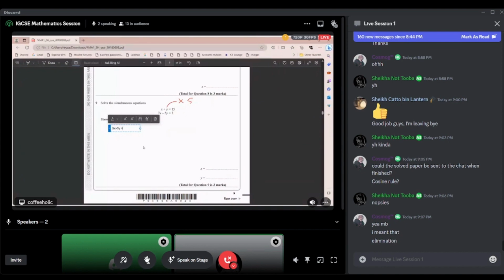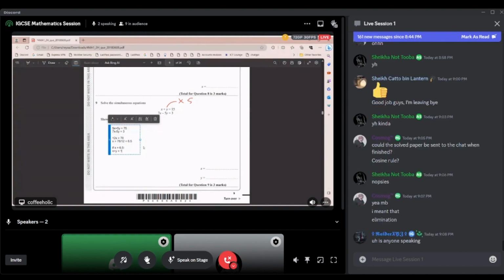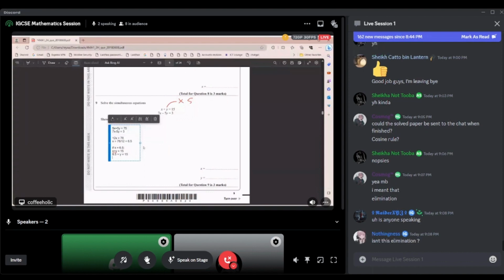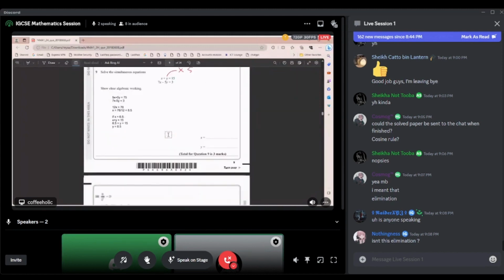Then you add that to 7x minus 5y equals 3. And 5 and 5 would eliminate itself. So that would leave you with 12x equals 78. Which is 6.5. That basically means, and we know that x plus y equals 15, and x is 6.5, we already found that, so 6.5 plus y equals 15, so y would just be 15 minus 6.5, which would be 8.5. Yeah, this is elimination, yep.